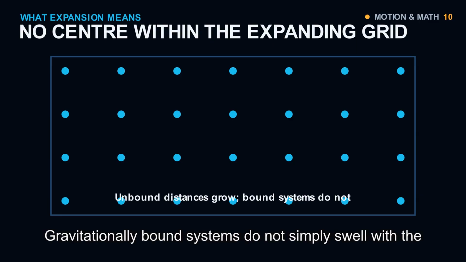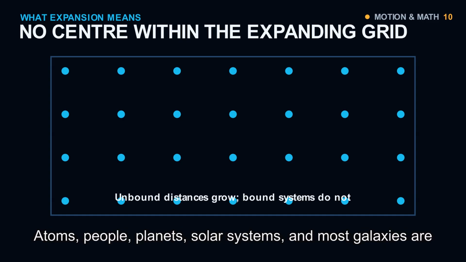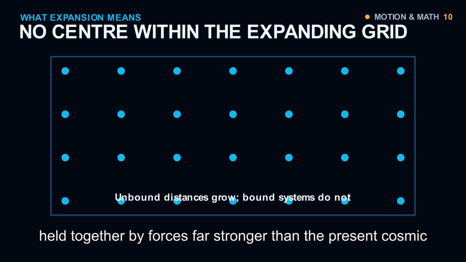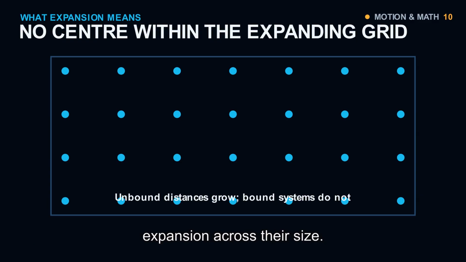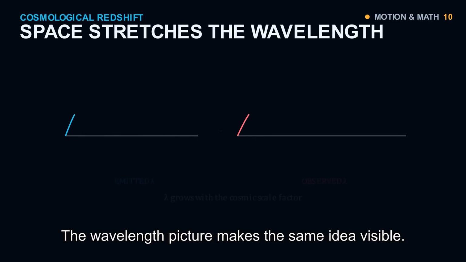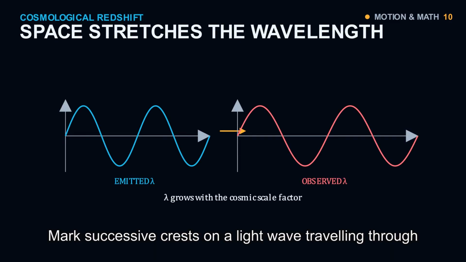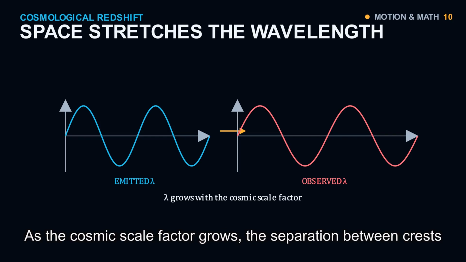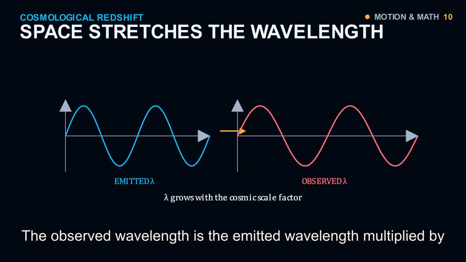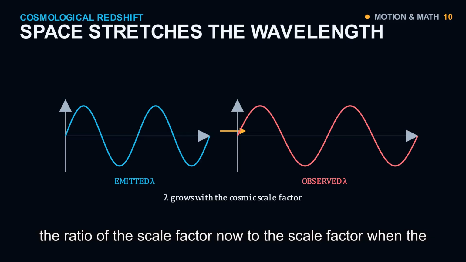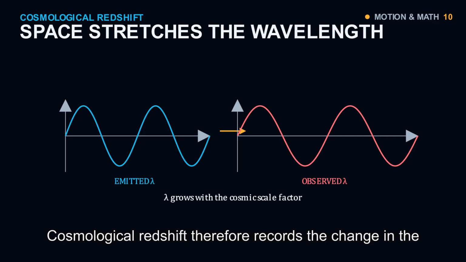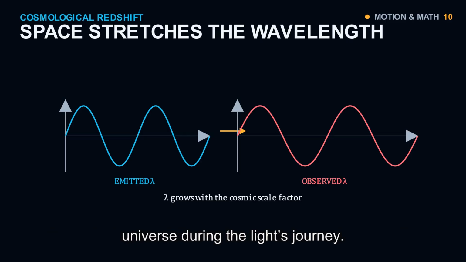Gravitationally bound systems do not simply swell with the Hubble flow. Atoms, people, planets, solar systems, and most galaxies are held together by forces far stronger than the present cosmic expansion across their size. The wavelength picture makes the same idea visible. Mark successive crests on a light wave traveling through expanding space. As the cosmic scale factor grows, the separation between crests grows with it. The observed wavelength is the emitted wavelength multiplied by the ratio of the scale factor now to the scale factor when the light was emitted. Cosmological redshift therefore records the change in the universe during the light's journey.